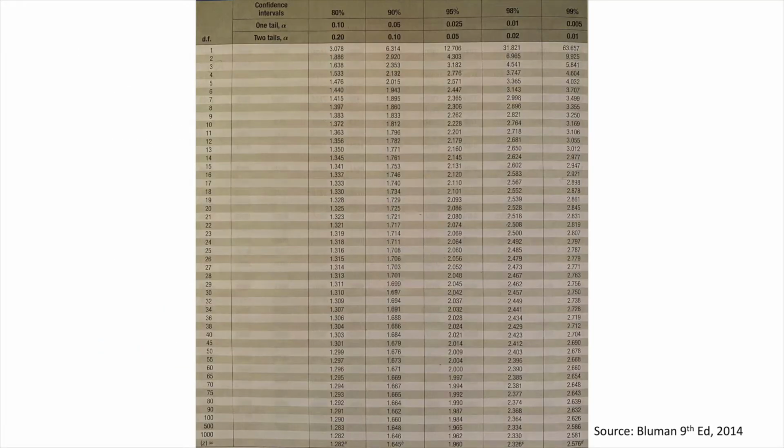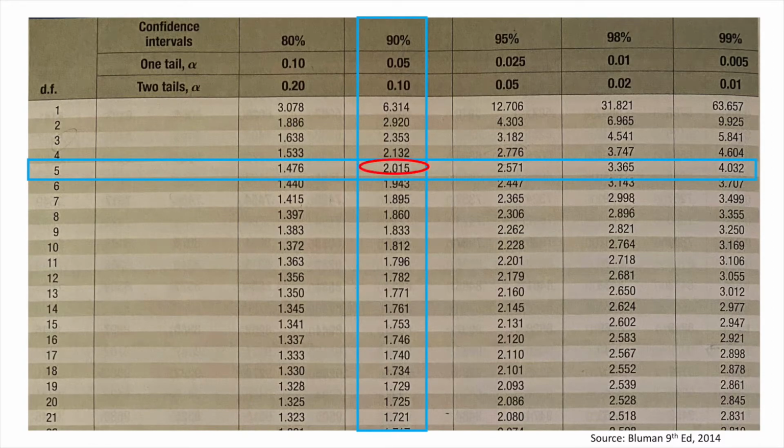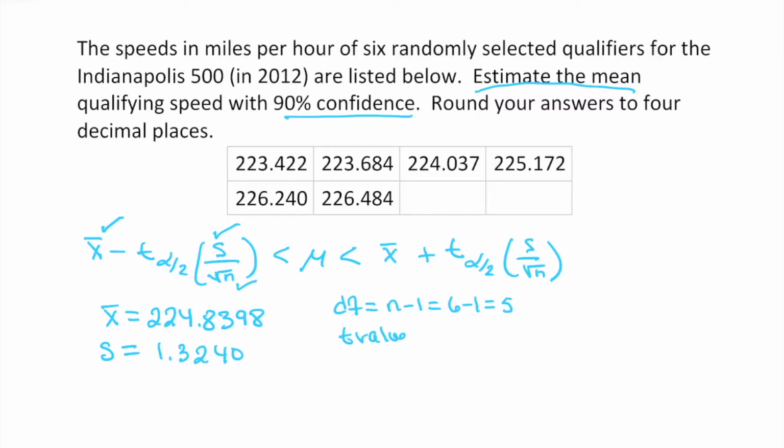This is our student's t-table, and we're going to go ahead and look at just the first part of the table because our degrees of freedom are small here. So the problem tells us that we're looking at a 90% confidence interval, so we're going to look at the column that has 90% as the heading. And then our degrees of freedom here are 5 because our number of observations is 6. So we know degrees of freedom is n minus 1, 6 minus 1 is 5. So where that row and column intersect, we get a t-value of 2.015. So that's what we're going to use in our formula to find the confidence interval. And so we end up with a t-value of 2.015 as you saw on your t-table.